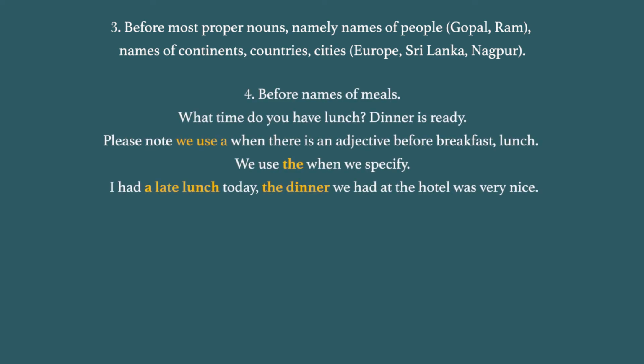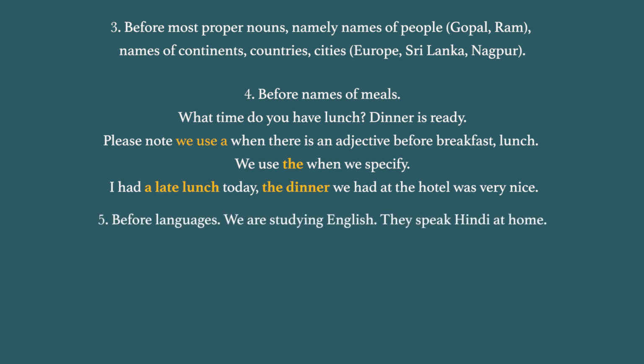Next is before names of meals. What time do you have lunch? Dinner is ready. Please note, we use a when there is an adjective before breakfast or lunch. We use the when we specify. I had a late lunch today. The dinner we had at the hotel was very nice. Fifth is before languages. We are studying English. They speak Hindi at home.